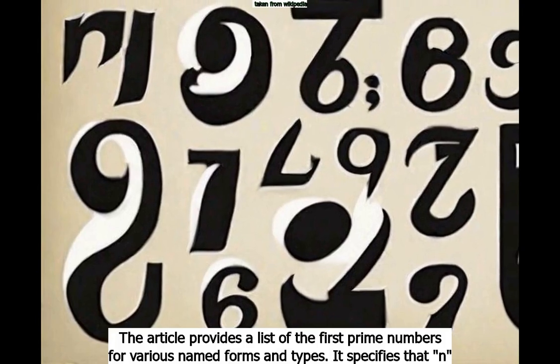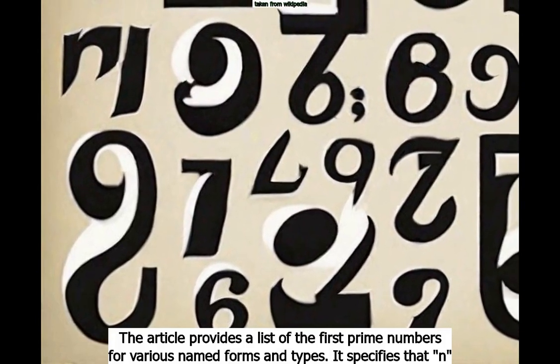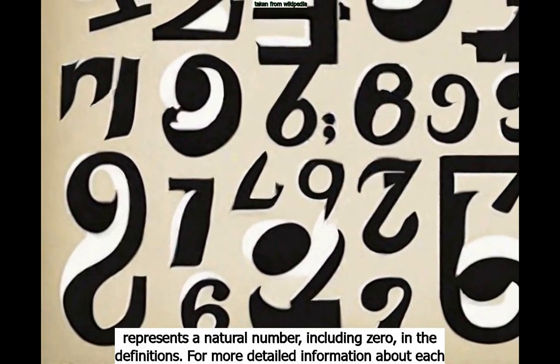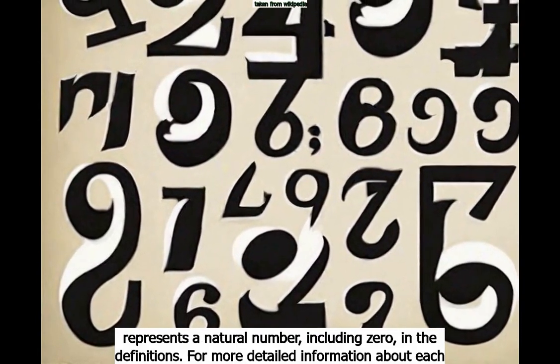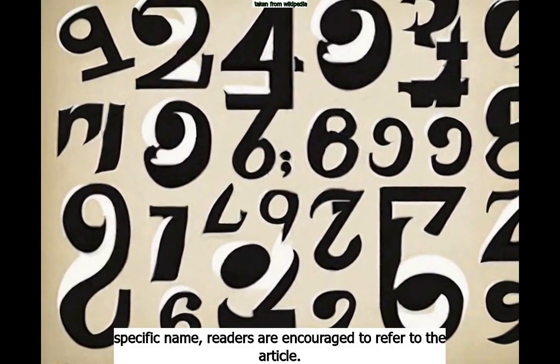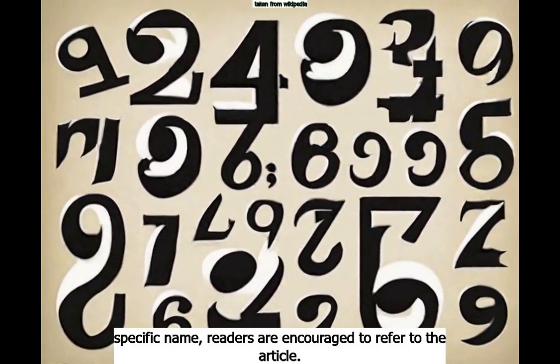The article provides a list of the first prime numbers for various name forms and types. It specifies that n represents a natural number, including 0, in the definitions. For more detailed information about each specific name, readers are encouraged to refer to the article.